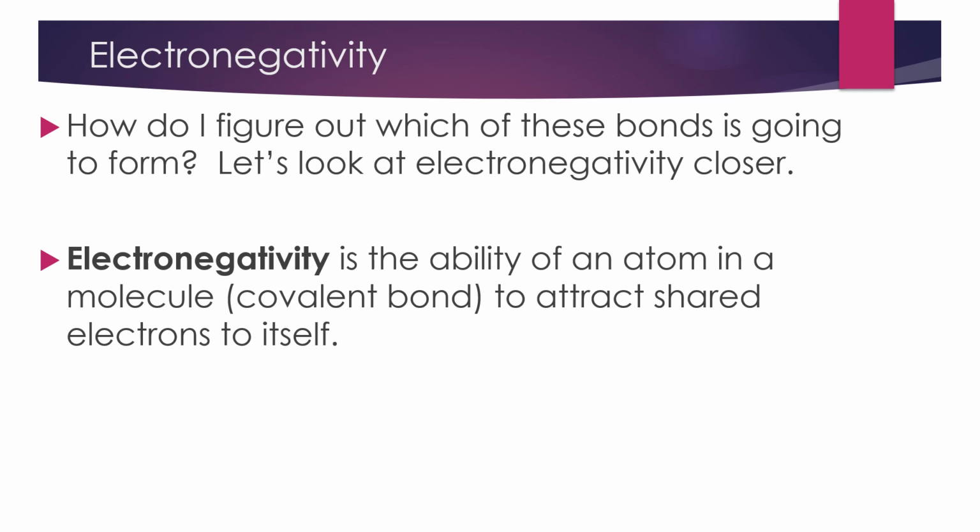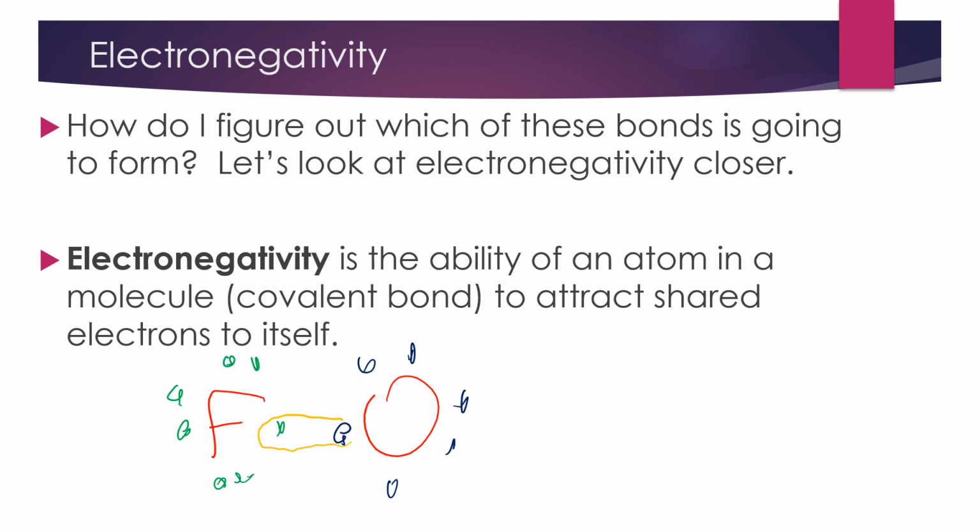So electronegativity is the ability of an atom in a molecule to attract the shared electrons to itself. So you have 2 elements, let's say fluorine and oxygen, and fluorine has 7 valence electrons. Oxygen has 6 valence electrons. And they're going to share some of these electrons in common. I'm just doing a real crude drawing. Let's say they're sharing those 2 that I just put in the lasso. They're sharing those electrons in common.